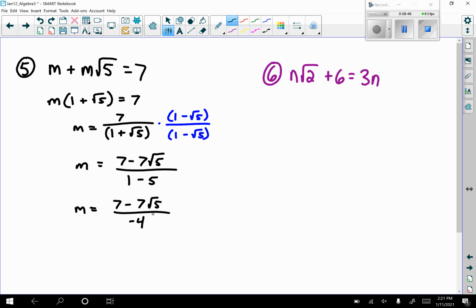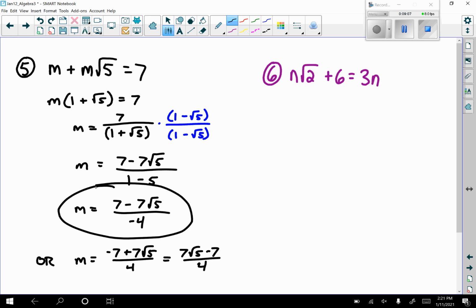which is fine to leave like that, or a lot of times we don't really like to leave a negative in the denominator, so we simply take the opposite of everything, so we get a negative 7 plus 7 radical 5 over positive 4. Or sometimes you may even see the positive term go first, so 7 radical 5 minus 7 over 4. But again, this answer is good enough. Everything above it is the part I really care about. I want to make sure you're learning that.